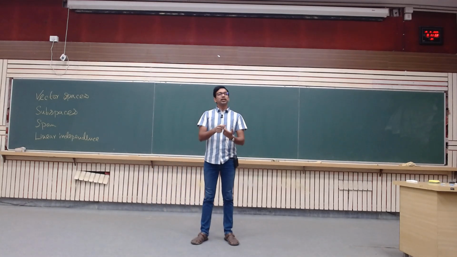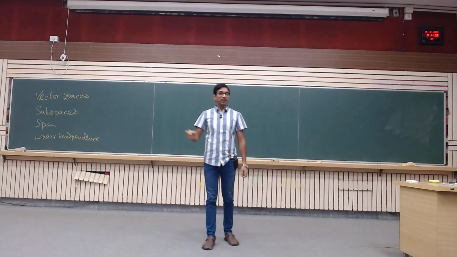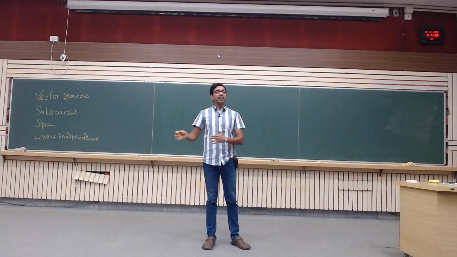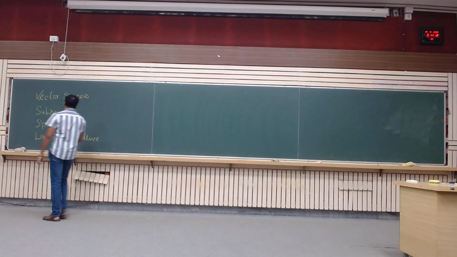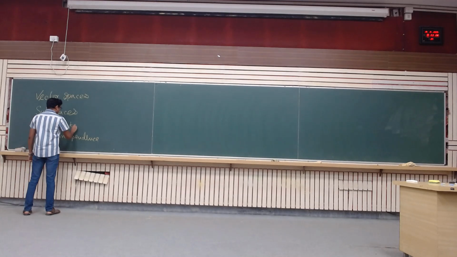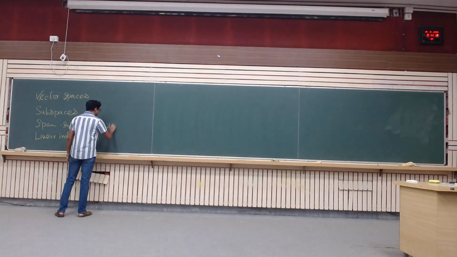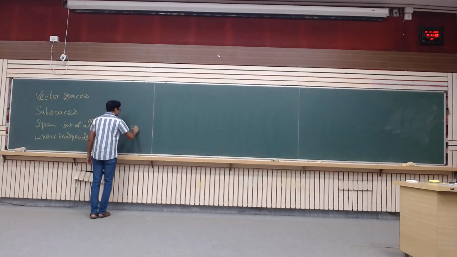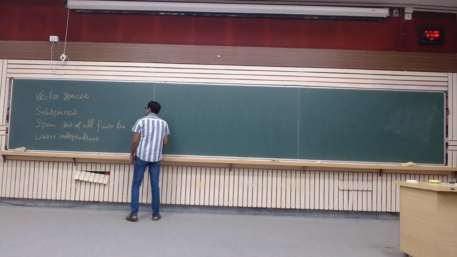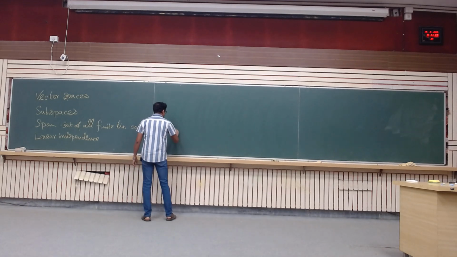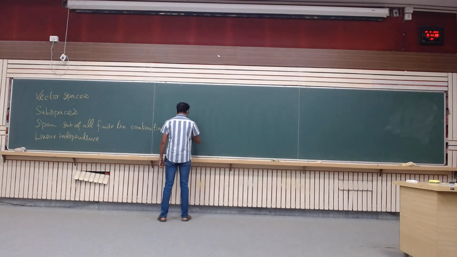let's take it this way. If you are given a finite set, it's a set of all linear combinations. If you are given an infinite set, it's a set of all finite linear combinations. Okay. So the span is the set of all finite linear combinations of a given set of vectors.